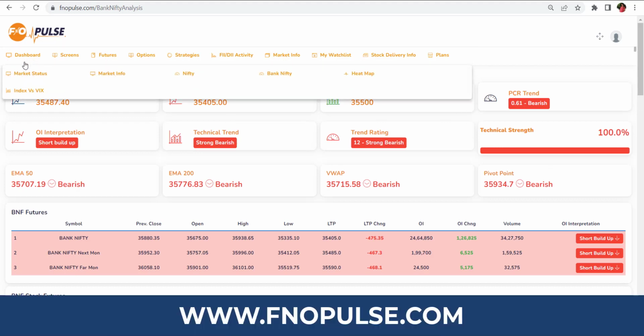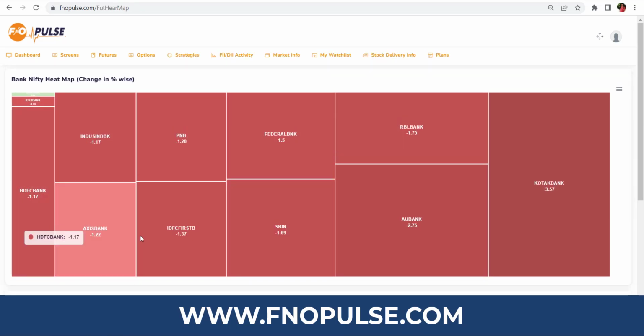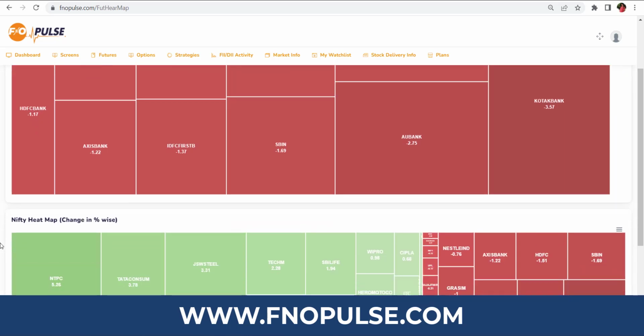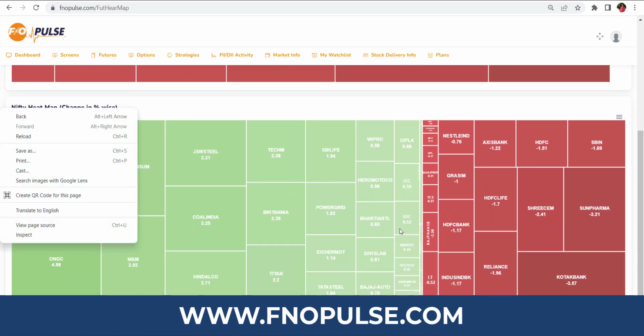Same procedure. Then the heat map is here. You all know that the heat map is similar. In Bank Nifty, only one was bullish, all the others were on the bearish side. In Nifty also, you can see the heat maps here.